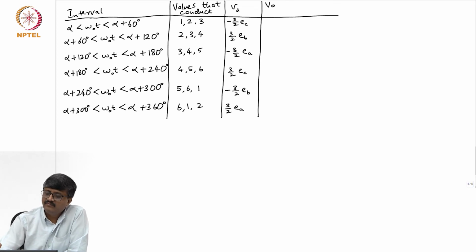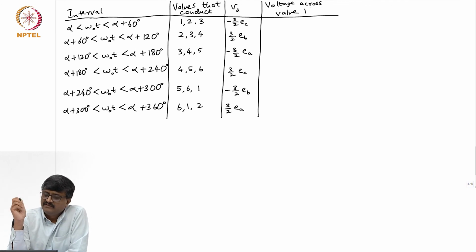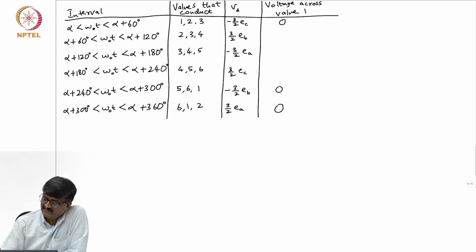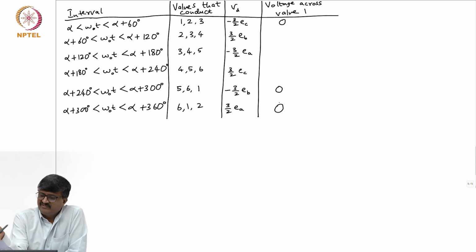Then voltage across one of the valves, say valve 1. Of course, we have also seen the expression for voltage across valve 1 when we know the valves that conduct. So, a few of the entries in this column are easy. When valve 1 is conducting, actually voltage across valve 1 is 0. So, in the first interval, valve 1 is conducting, so it is 0. In the last 2 intervals, valve 1 is conducting, so voltage across valve 1 is 0.